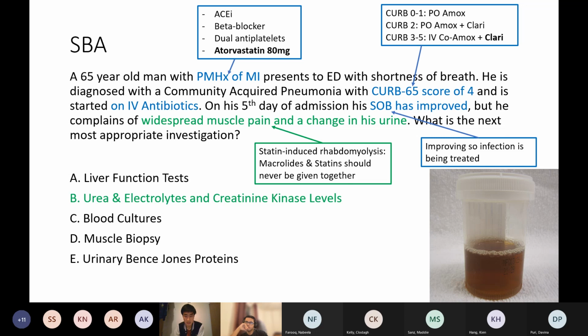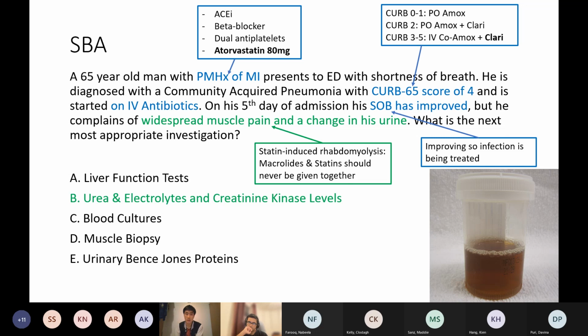So the brownish, Coke-coloured urine is just rhabdomyolysis, breakdown of the muscles. And this is because of the interaction between macrolides and statins, which should never, never, never be given together. The reason why is because clarithromycin inhibits P450 enzymes, which means you have a buildup of statins. So when you don't have the liver enzymes working to break down drugs, the statin levels go higher and higher. And when statin levels climb up, there's an increased risk of myopathy, but also rhabdomyolysis.